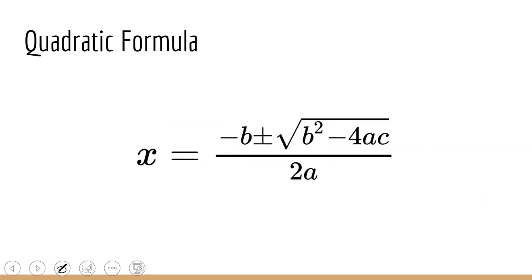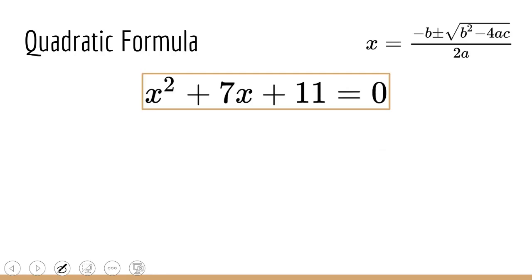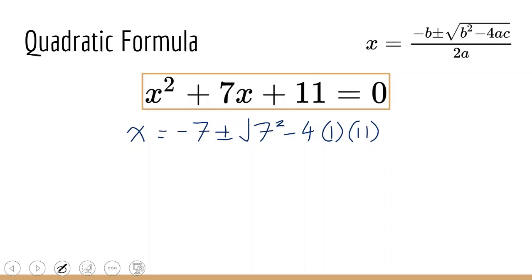The last method is the quadratic formula. We would basically just plug in the values of a, b, and c into this formula. So given this equation, let's go ahead and try it. We would get that x is equal to minus b, which is minus 7, plus or minus the square root of b squared minus 4ac. All of that is inside that square root. And I'm going to divide everything by 2a, which is just 2 times 1.